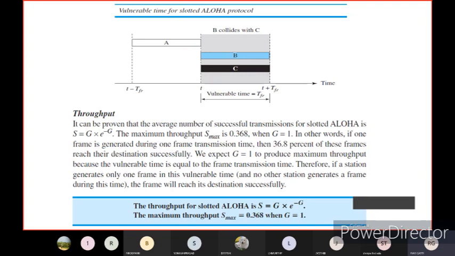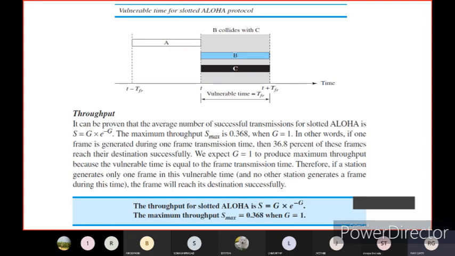Therefore, the vulnerability time, that means the sensitivity with which the output will change, we are going to call it the vulnerability time. So the vulnerability time for the slotted Aloha protocol is only 1 TFR.